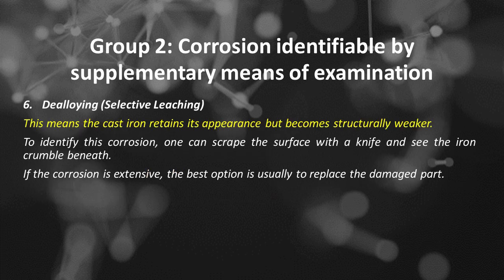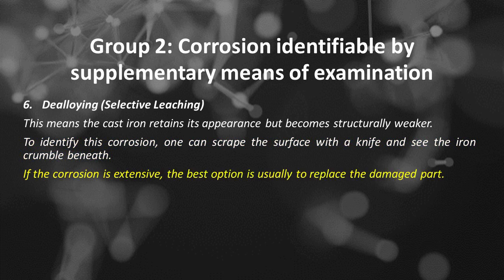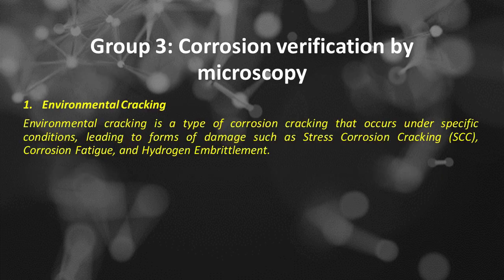This means the cast iron retains its appearance but becomes structurally weaker. To identify this corrosion, one can scrape the surface with a knife and see the iron crumble beneath. If the corrosion is extensive, the best option is usually to replace the damaged part. Let's now move to Group 3.